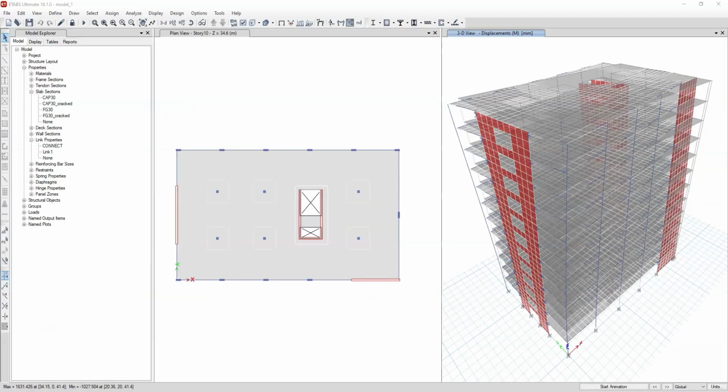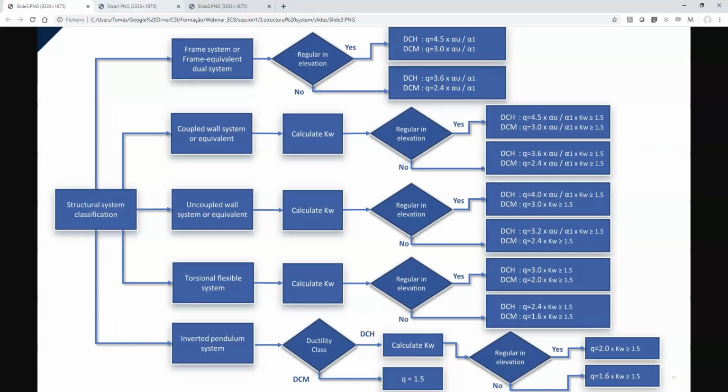Well, now that we have verified that the structure is not torsionally flexible and is also not an inverted pendulum, we must determine what type of structural system we are talking about. We have several possibilities. It could be a frame system or a frame equivalent dual system. It could be a wall system or a wall equivalent dual system. The distinction between being a wall system or a frame system relates to a rule recommended by the Eurocode, which tells us the following. If the shear resistance of the structure is divided such that, for example, 65% of the resistance is held by the walls, then it is a wall structure. If, on the other hand, at least 65% of the shear resistance is held by the frame elements, then it is a frame structure.